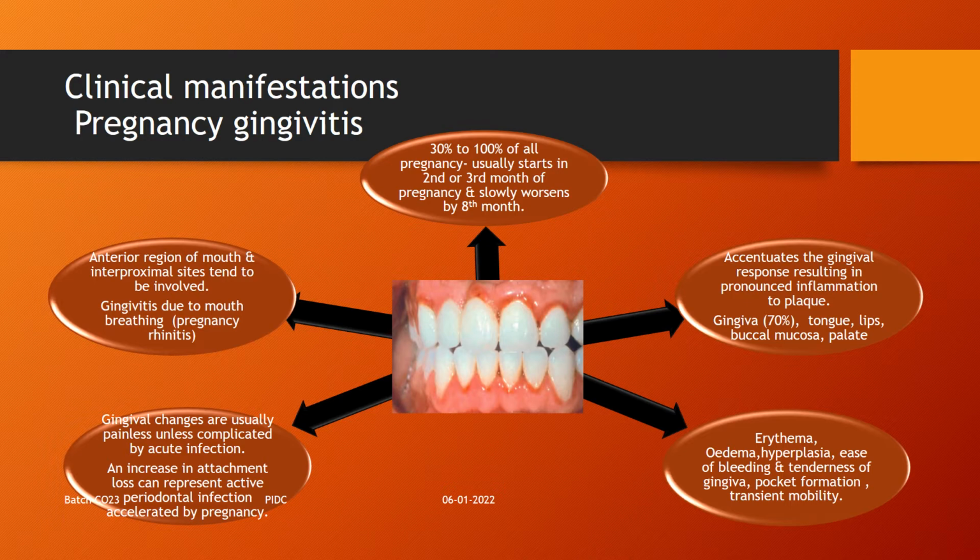So gingivitis that is seen in the anterior region is mainly due to mouth breathing, which can be called pregnancy rhinitis.